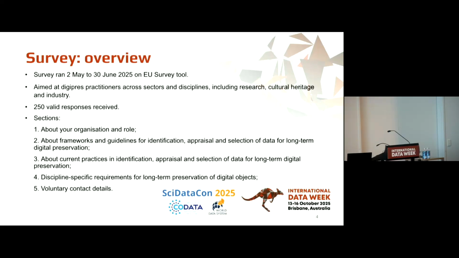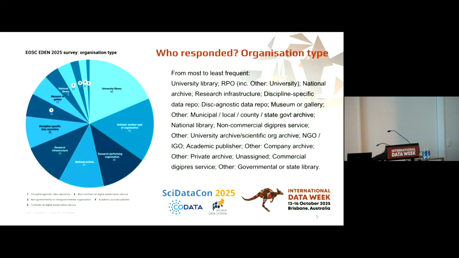In section 3, we investigated current practices in identification, appraisal, and selection of data, and that was about how digital data objects usually enter the organisation, if and how they're assessed, and the initial preservation period, and what happens after that. And then the 4th section was about discipline-specific requirements for long-term preservation, and that addressed lots of different aspects of that question. And then section 5 was voluntary contact details, because we might use some further interviewing next year to expand on the themes we've identified.